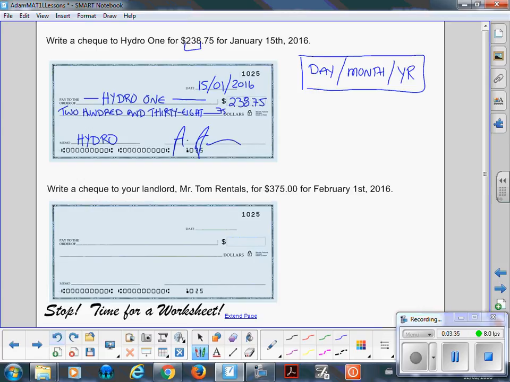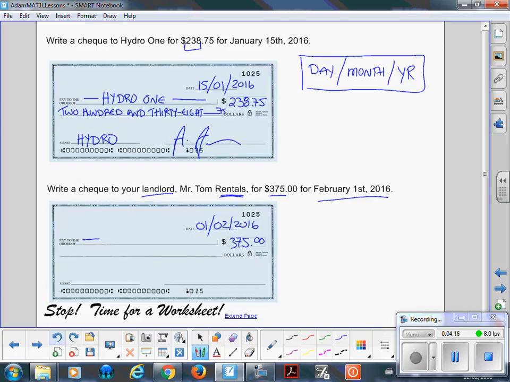Practice it. Okay, second check that I have to write this month is a check to the landlord, and it's Mr. Tom Rentals. It's kind of ironic. His last name's Rentals, and we're renting from him. The rent is $375, and that's when it's due. So we fill out the check. Date first, so the day, February 1st, so 01. February is the second month, and we are still 2016 in this video anyway. The amount is $375, and I would say that's typical of a one-bedroom apartment in the area.